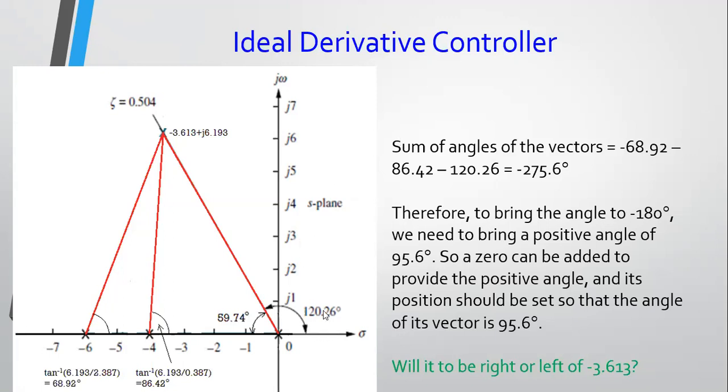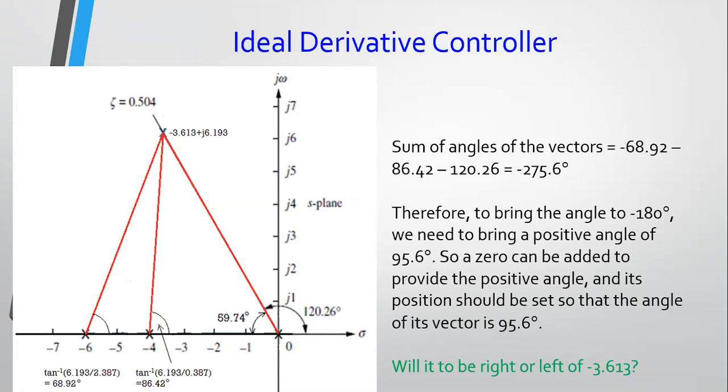So we take a sum of all these angles now. Since they're all poles, it's going to be just negative signs. So minus 68.92, minus 86.42, minus 120.26. We get an overall angle of minus 275.6, as expected. It is not minus 180 degrees. So therefore, to bring that angle to 180 degrees means we need to add a positive angle of 95.6 degrees. So this is what the zero would provide.